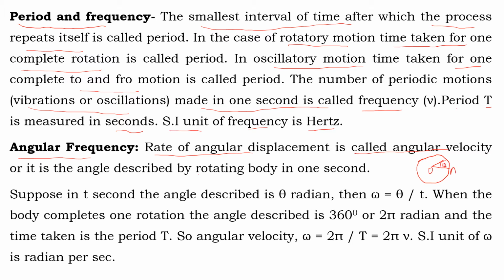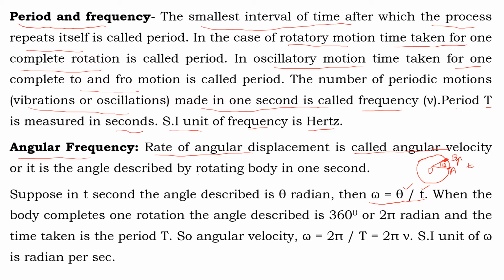Suppose a body makes a displacement from point A to point B, and the corresponding angular displacement is theta. This displacement takes place in a time t. Then the angular velocity omega is given by theta by t, that is, the angular displacement divided by the corresponding time.